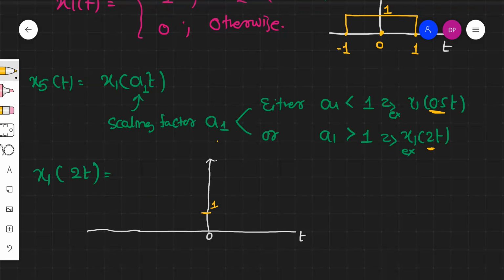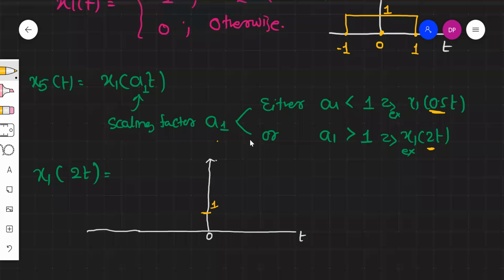When we take x1 of 2t, just, yeah, is it audible? Hello. Yes, sir. Yeah, right. So sir, what I was telling is that we are going to plot the signal x1 of 2t and mathematically express it. Some of you have answered that the time will be from -2 to 2. So let's check it.